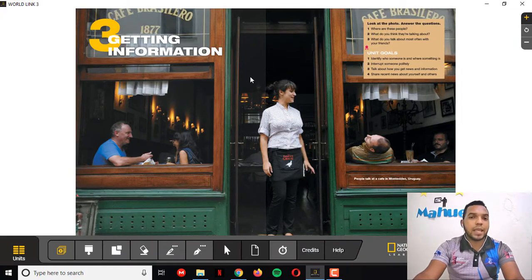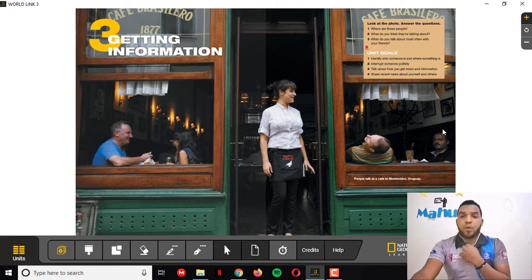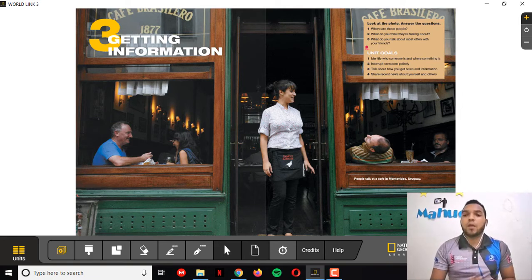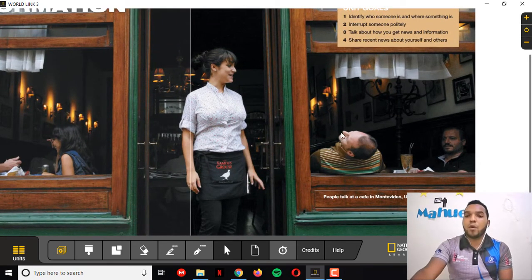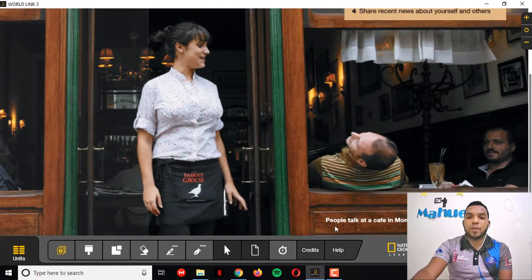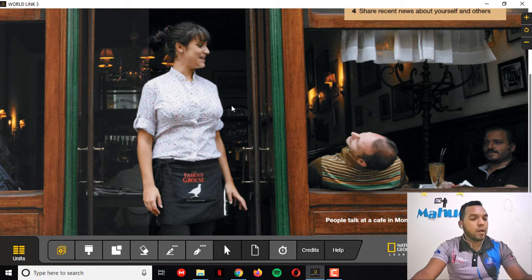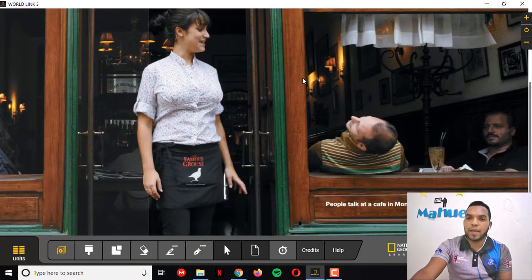Look at this, getting information. This is one thing we actually need to know when we travel to another country, so it needs to be really easy for you to get information about others. As you see, two people here are talking in Montevideo, Uruguay. She's probably getting some information about him.